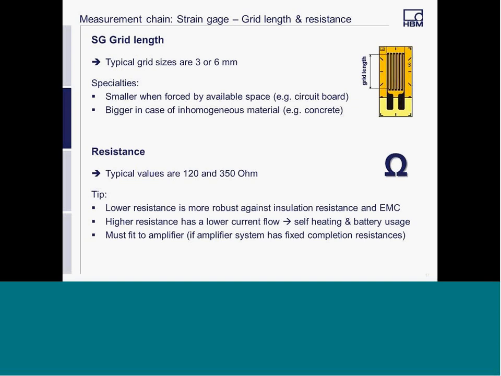Typically you take a higher resistance if you want to have a lower current flow. For example, because of self-heating. If you measure on a small plastic component, then it should not heat up itself. Then you take a 350 ohm. Or obviously, if it works on battery, to get the lower current flow, take the higher resistance. The lower one is more robust against insulation resistance and also EMC. So this helps a little bit for these decisions.